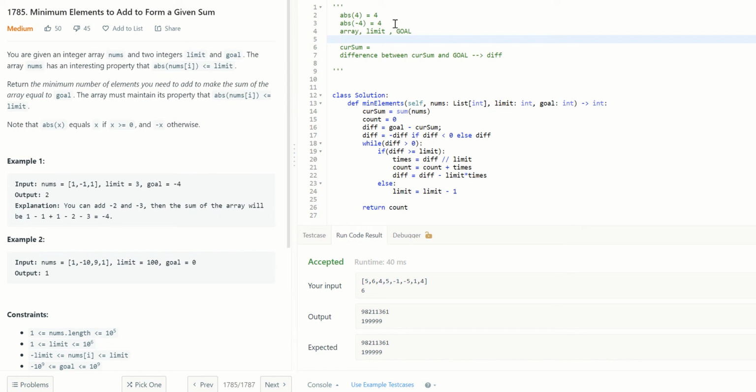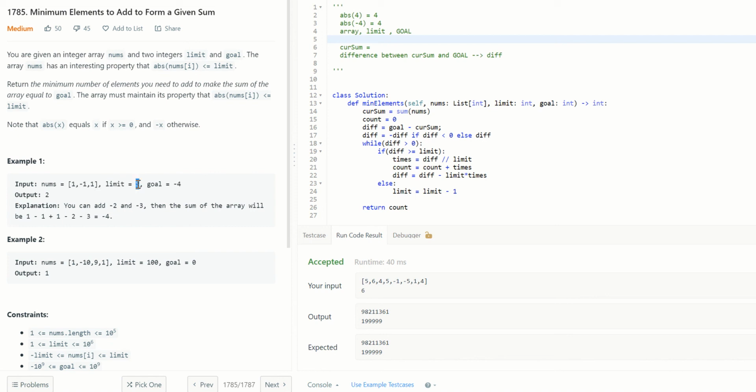So let's go ahead and look at example one. This is the nums. The numbers can be repeated, it seems: 1, negative 1, and 1. And the limit is 3. So that means the absolute value of any number in the nums array should be less than or equal to 3. Yes, 1 is less than or equal to 3, and negative 1's absolute value is 1 again, which is less than or equal to 3, and again 1 is less than or equal to 3. So all of these numbers are less than or equal to 3.